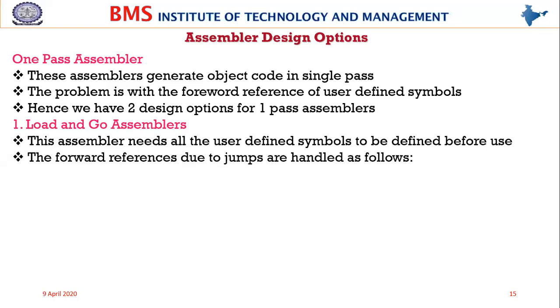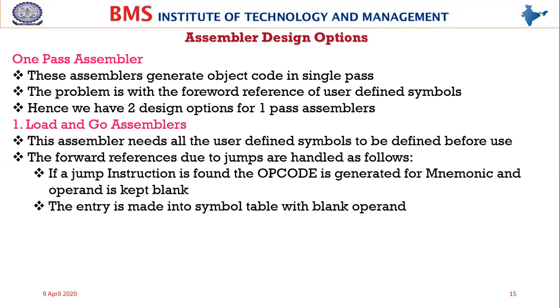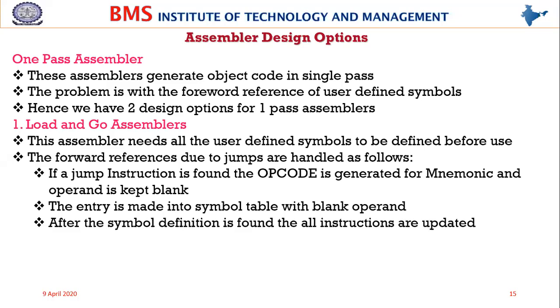Forward references arise due to the jumps. If I need to jump ahead, say I have a jump to loop, and the loop appears somewhere later, I'll get the address of the loop later on. So for those jump instructions, the opcode is generated for the mnemonic, and the operand is kept blank. And when the operand address is obtained, you make an entry into the symbol table for all the places where the loop is appearing.